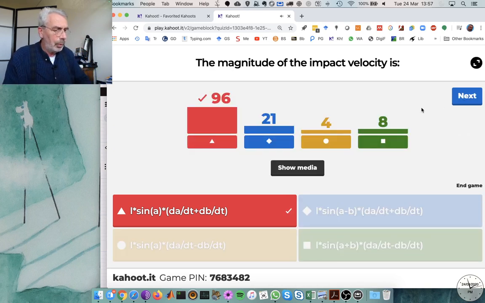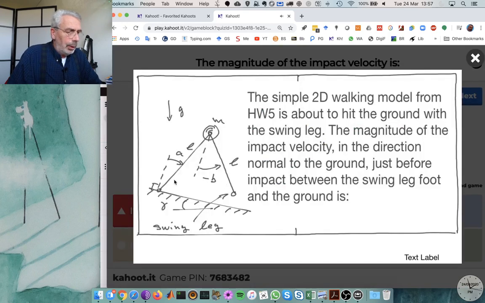Yeah, okay, most of you are correct. You first determine the speed of this point, which is alpha dot times L, and it's in this direction, and then you add the speed of this point relative to this point, and then finally you find those two, and then you need the component normal to the ground.